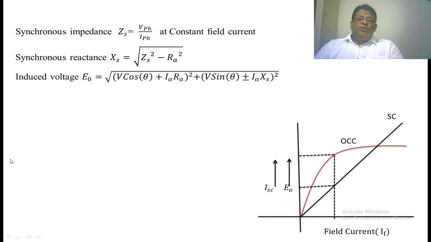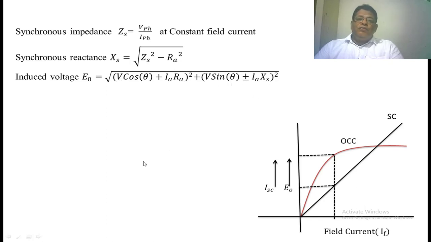So when you take the voltage on the y-axis, you have to take the per phase voltage, not the line voltage. Now once you know the synchronous impedance and the resistance of the stator winding, we can find the induced voltage E0 equal to (V cos theta plus IA RA) plus (V sin theta plus or minus IA XS). Here we know the V value, the RA value, and the XS value also.